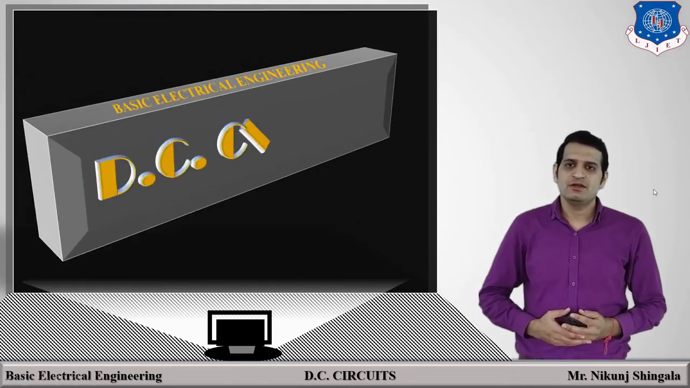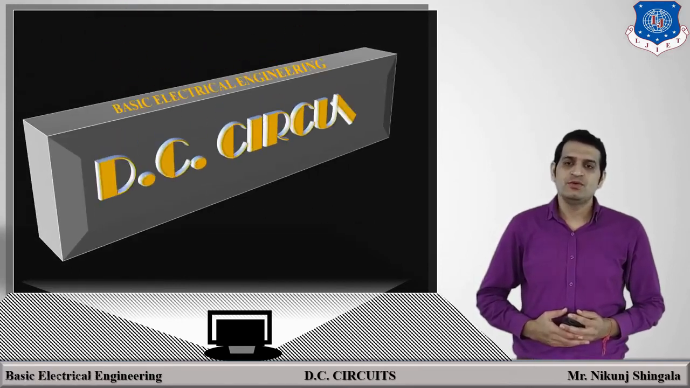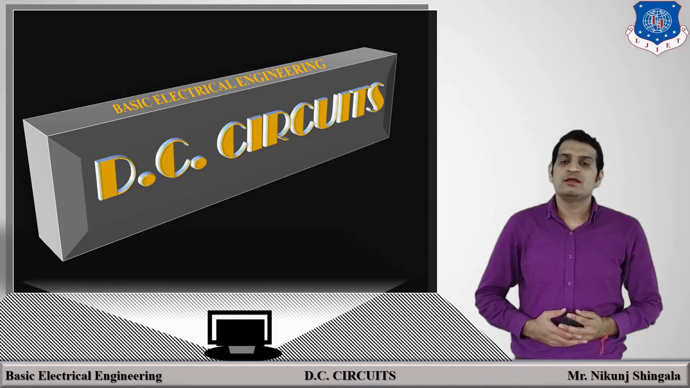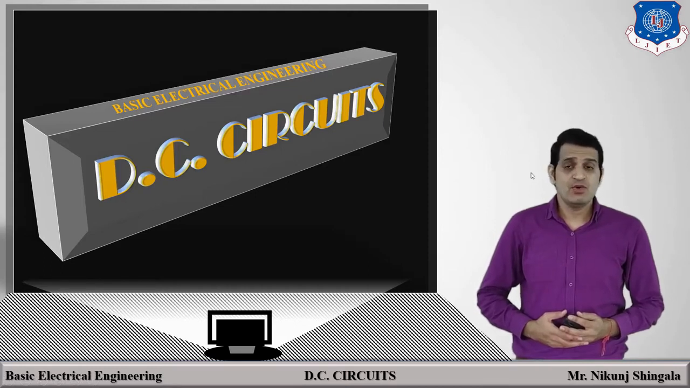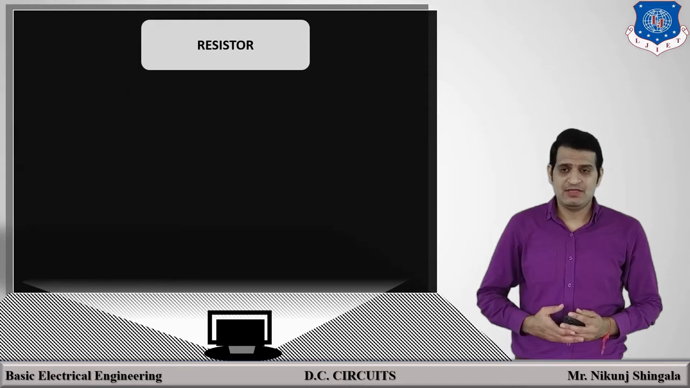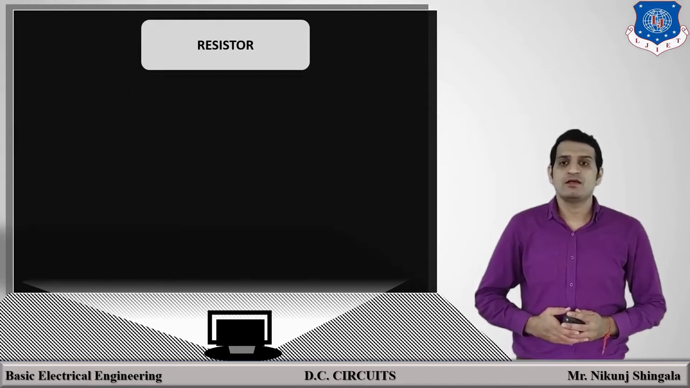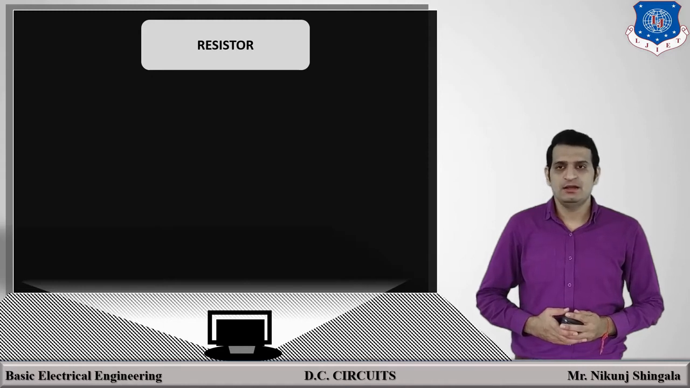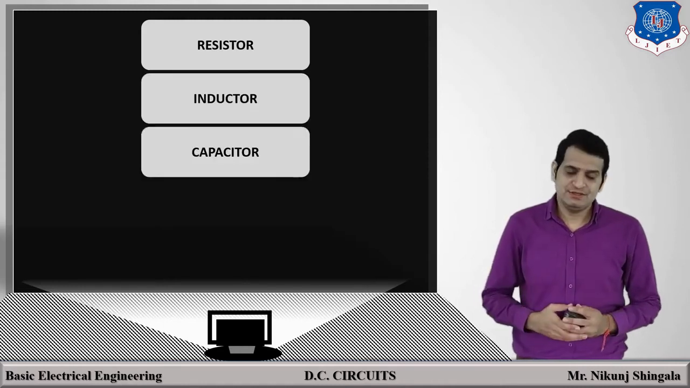In this video lecture, I am going to discuss Unit 1, that is DC circuit. In the first video lecture, I will discuss topics like EMF, current, voltage, potential difference. So let us see what I am going to discuss in this video lecture. The first thing I am going to discuss is resistor, then inductor and capacitor. So let us start with the resistor.